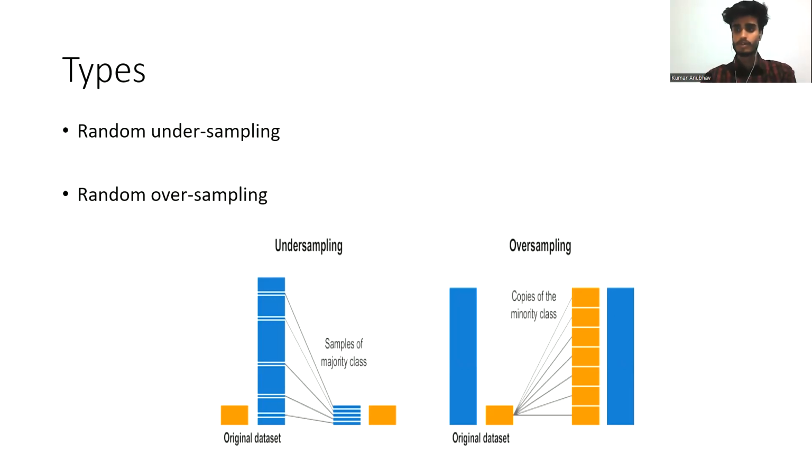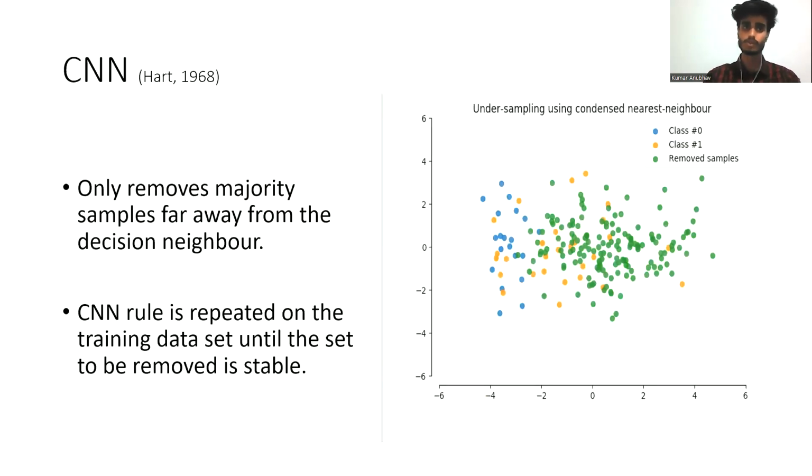So the next one is CNN. So what is CNN? CNN is basically an undersampling method that stands for condensed nearest neighbor, and it was proposed by Hart in 1968. This method only removes majority samples far away from the decision boundary, and it is an iterative type of approach because the CNN rule is repeated on the training data set until the set to be removed is stable.